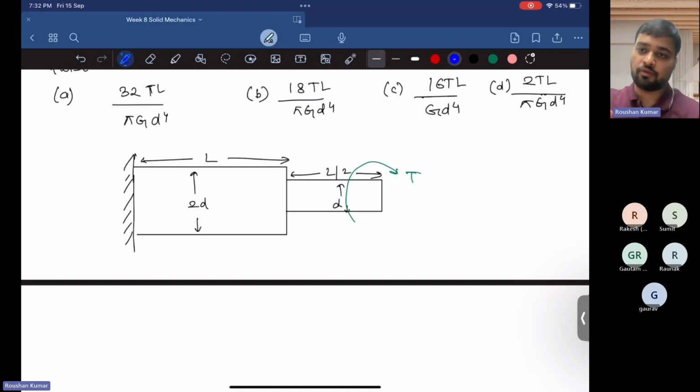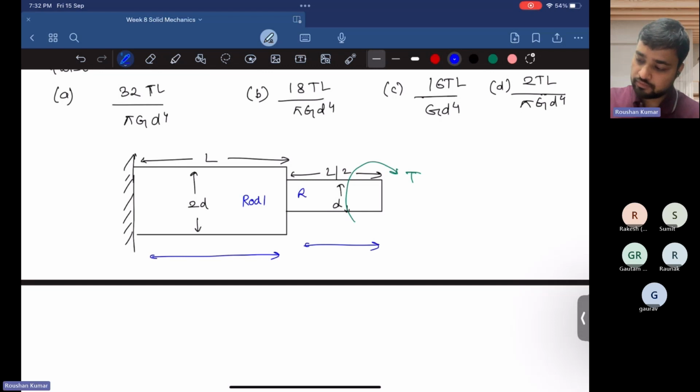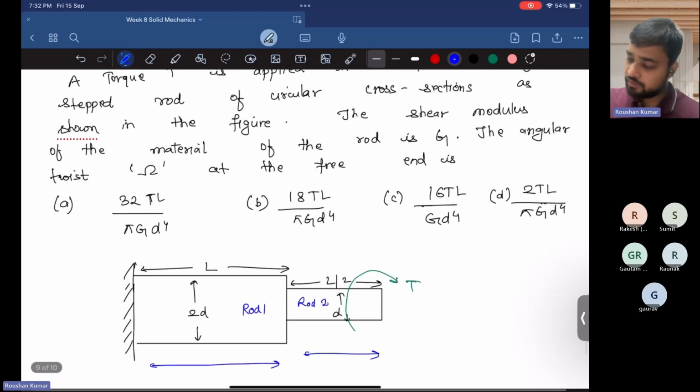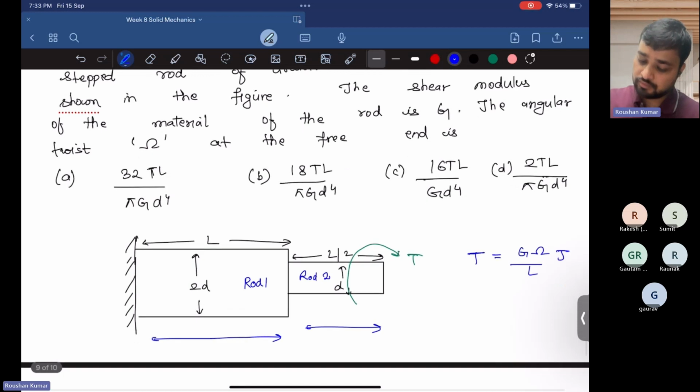If we provide torque at the free end, we have to find the rotation from this rod and from this rod also. That means we have to sum the rotation due to rod 1 and rod 2. So suppose this is rod 1 and this is rod 2. Through the torsion formula we know that T upon J is G omega by L, so omega is TL upon GJ.